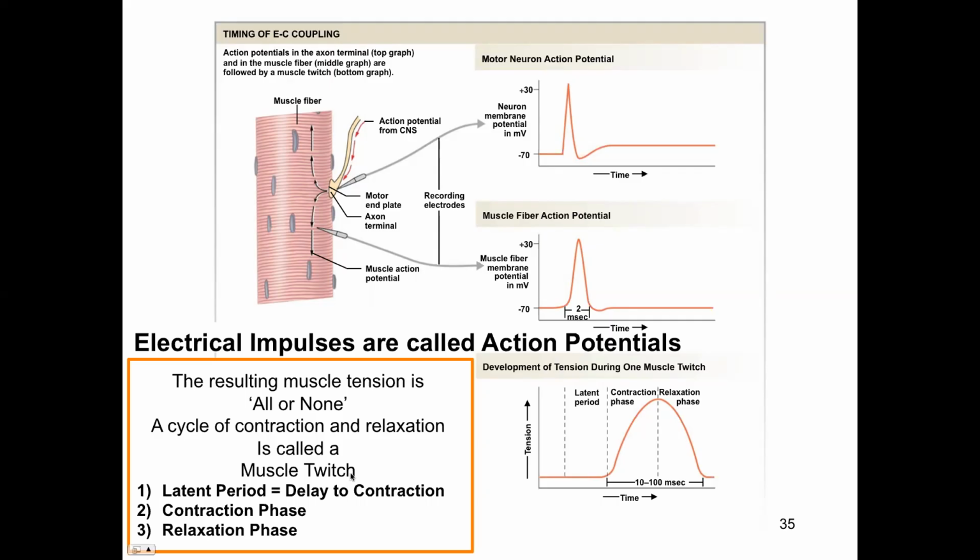Okay, so a cycle of contraction and relaxation is a twitch. And we call it all or none. So either the muscle fiber is going to contract or it won't, all right? But you need to get to a certain potential in order for it to contract, all right?